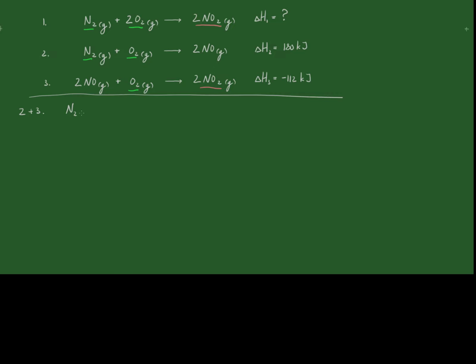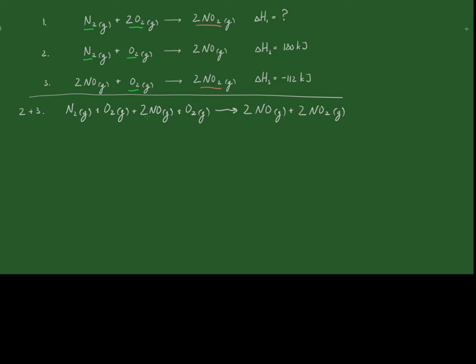So firstly, all of the reactants. So we have nitrogen gas plus oxygen gas from reaction 2 plus nitrogen monoxide from reaction 3 plus another oxygen gas molecule from reaction 3 gives us 2 nitrogen monoxides from reaction 2 plus 2 nitrogen dioxides from reaction 3. And now we can tidy up a little bit.